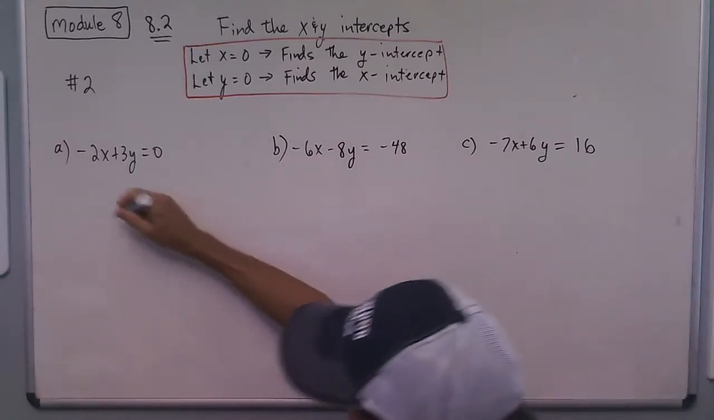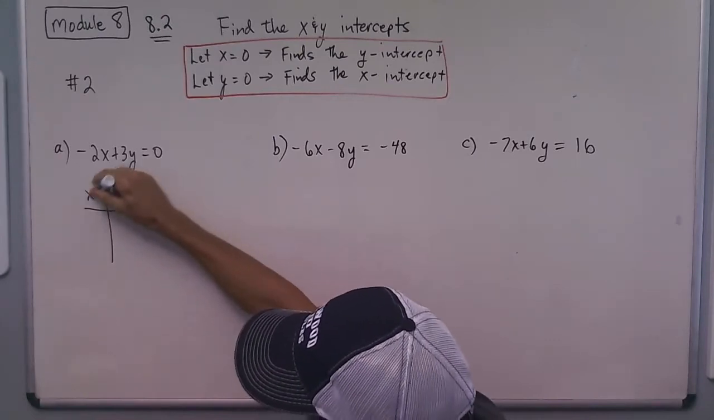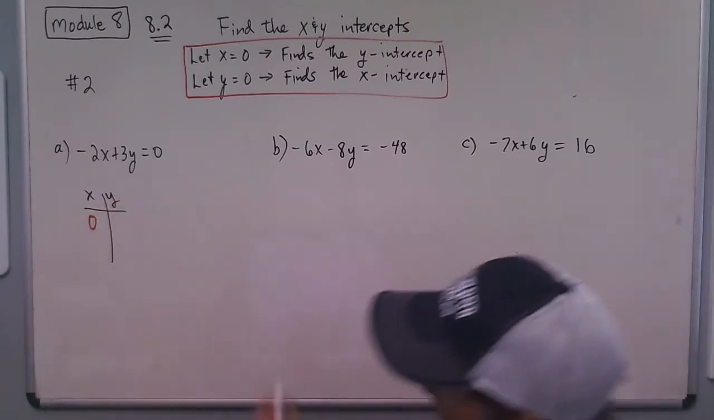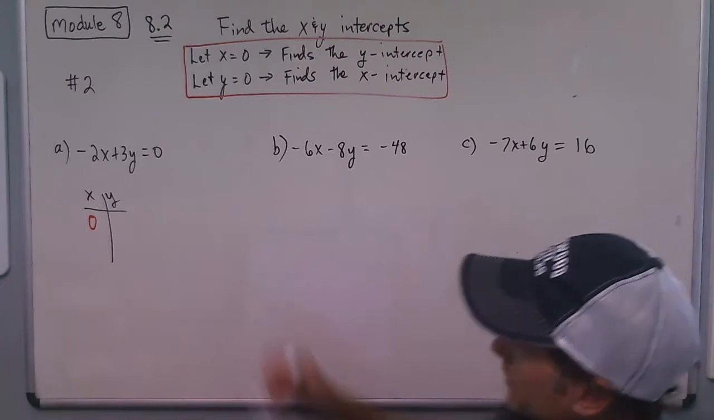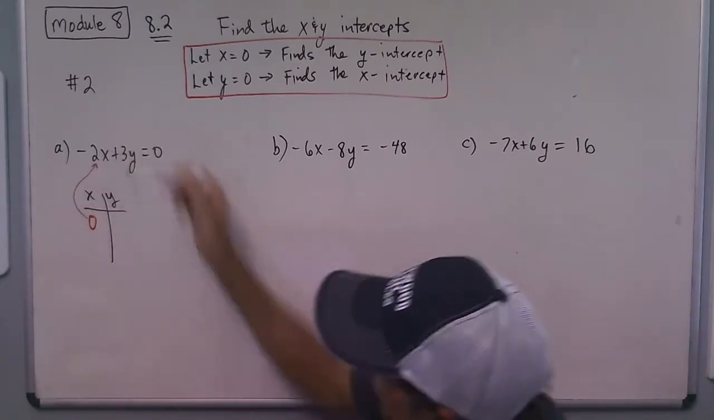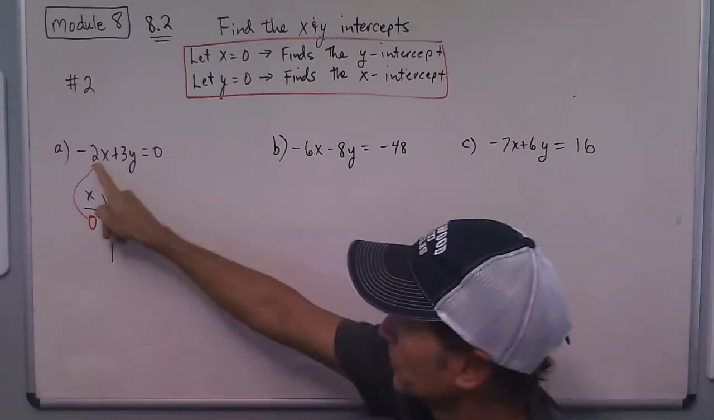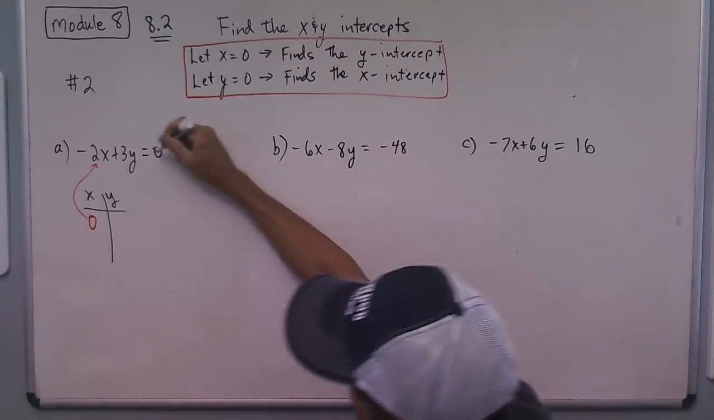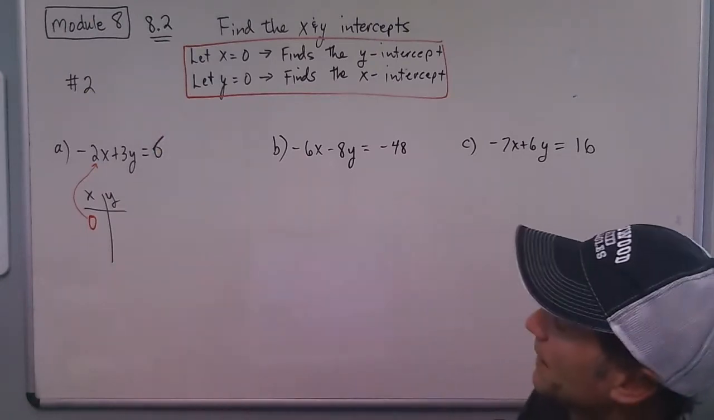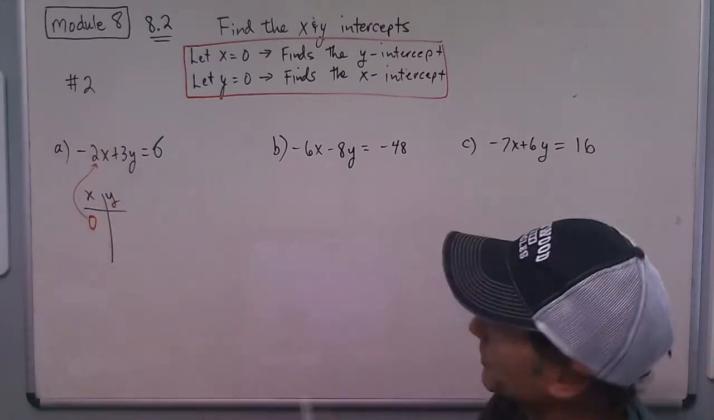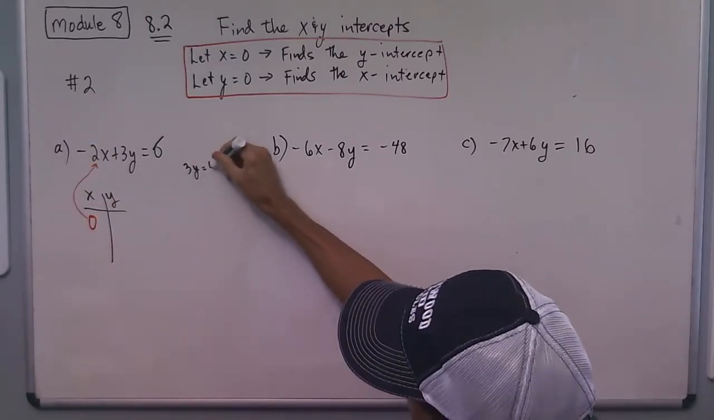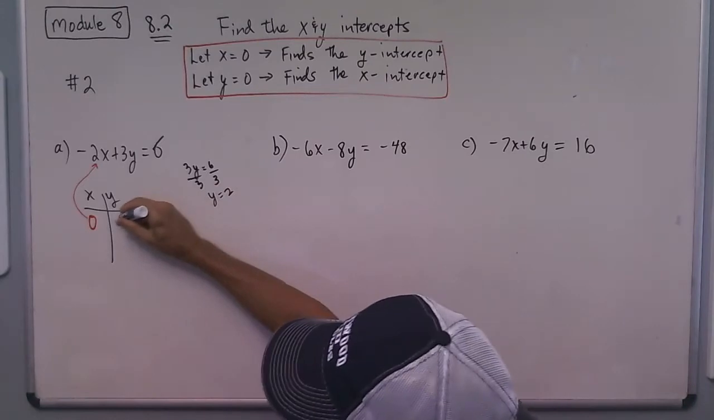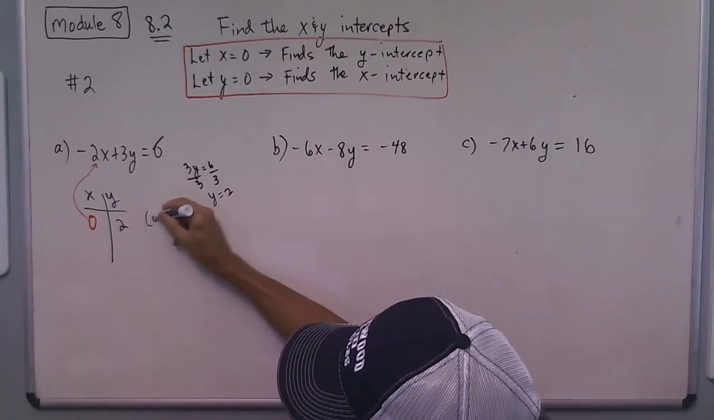One nice way that some students do this is they lay out the t-table, and then they let x equal 0. That's going to find the y-intercept. If you put 0 in here, this term is just going to become 0. I notice I have a little error on this. This is supposed to be a 6 here. Then we'll end up having 3y equals 6. We'll divide by 3, and we get y equals 2. So the y-intercept is (0, 2).